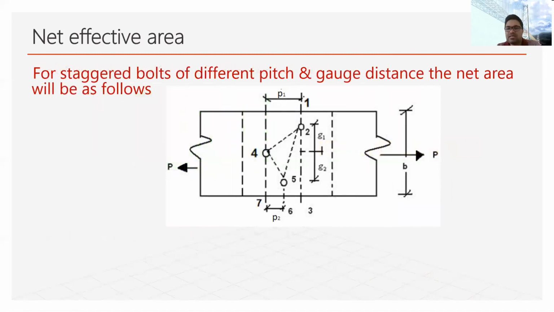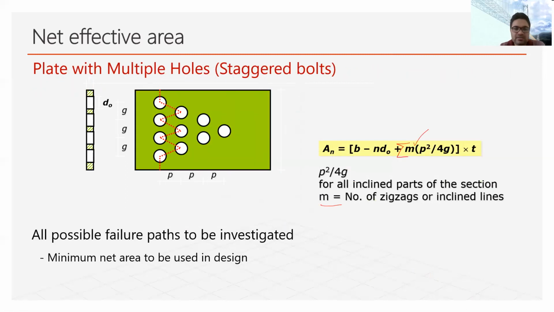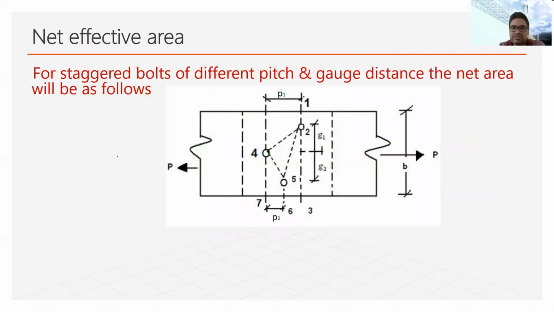Now, this is another important case. In the previous case, you must have seen that all the P values are the same and the G values are equal. What if there are different G values and P values? How do we find out the net sectional area in that case? Here you can see these are the holes, and they have different G values and P values.